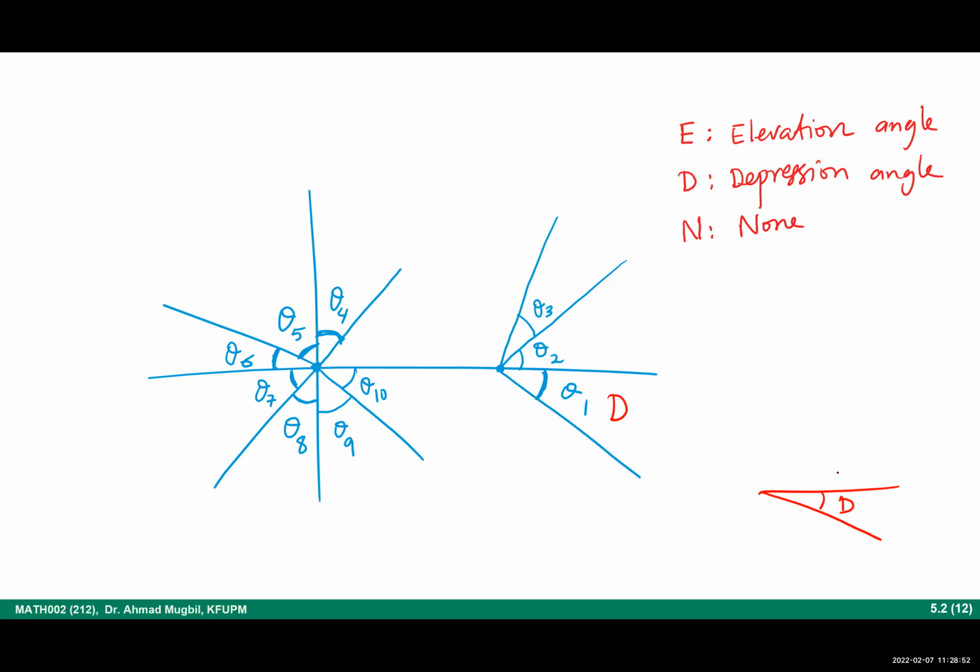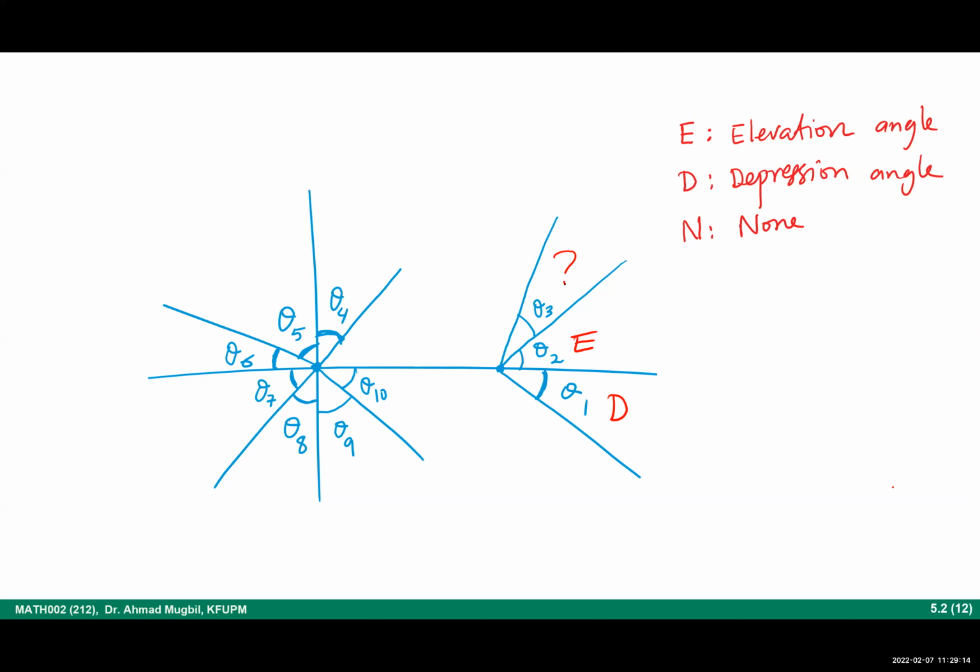Next, please. You. Theta 2. Elevation. Check. Do you have a horizontal line? Yes. Is the line of sight above? Yes. So it is angle of elevation. Thank you. Next, please. What about theta 3?